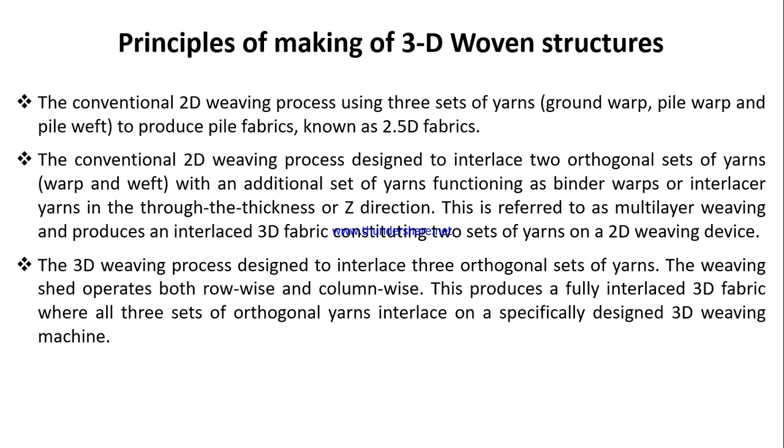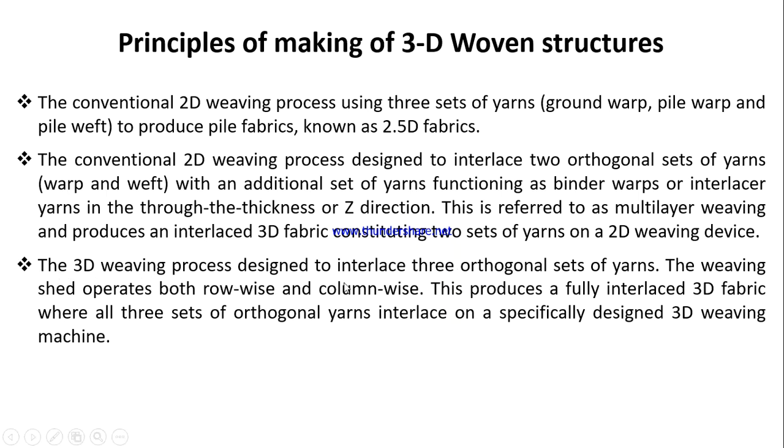So you can understand, in the conventional 2D weaving process there is only one set of warp and another set of weft, but in the 3D principle there is required another additional set of yarn as a binder warp or interlacer that will interlace between those warp and weft sheets to produce an integrated three-dimensional structure. So a minimum of 3 sets of yarns are required for the production of three-dimensional fabric.